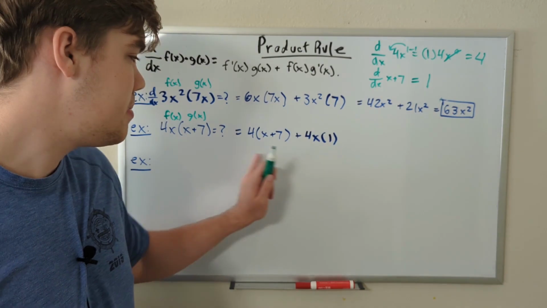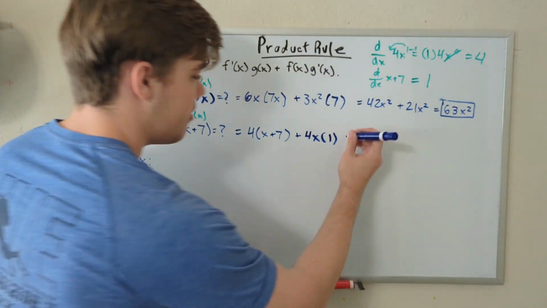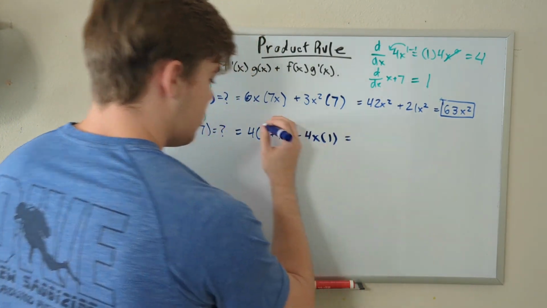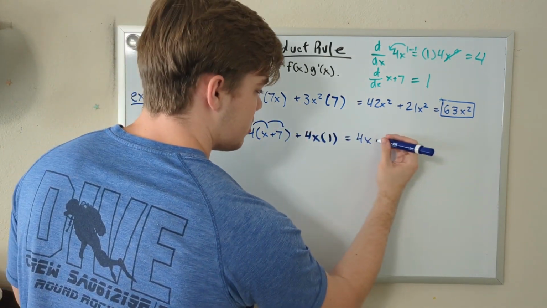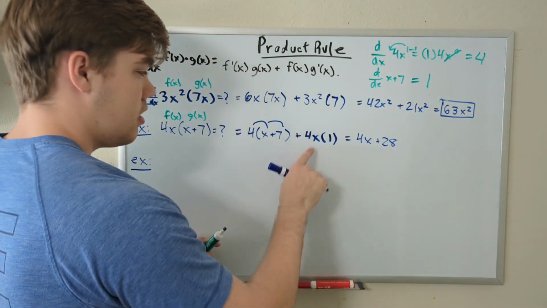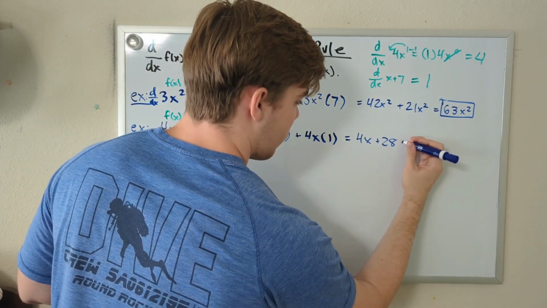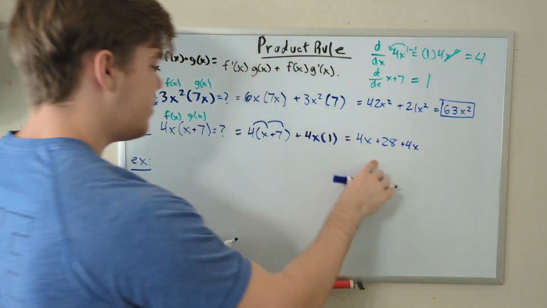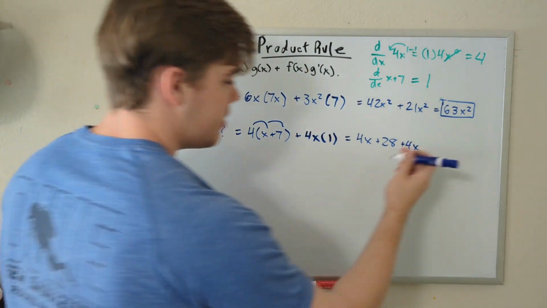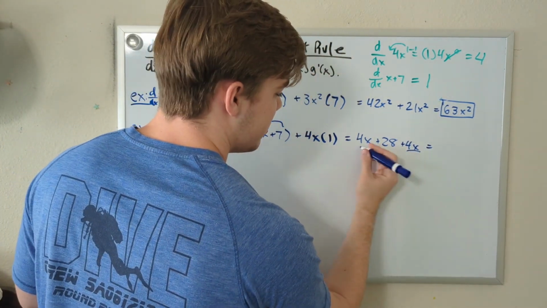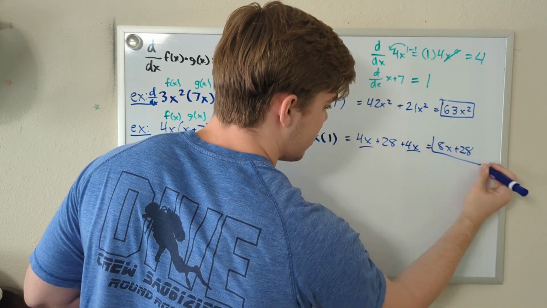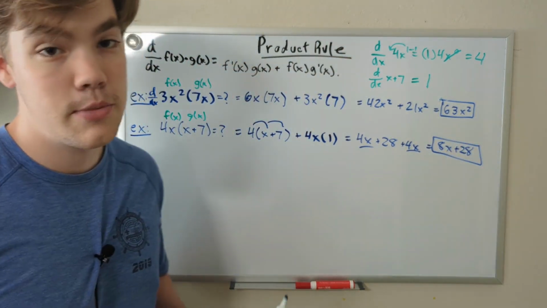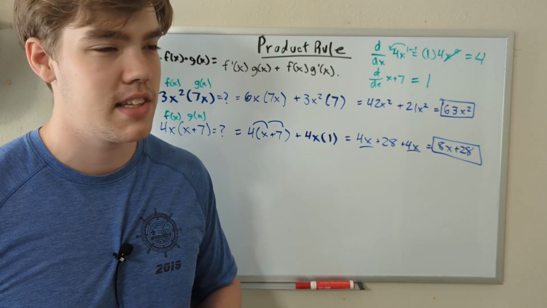Now we just have to distribute and add everything together, so this is now equal to 4 times x is just 4x, 4 times 7 is just 28, and then 4x times 1 is just 4x. So the derivative of 4x times x plus 7 is just equal to, we can add these two together, 8x plus 28. And that's our derivative. Not too bad, right? Well, let's do one more example that's a little bit trickier.